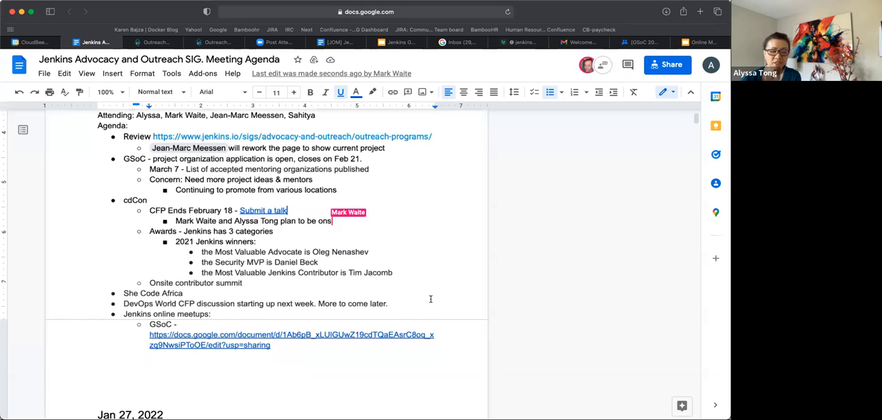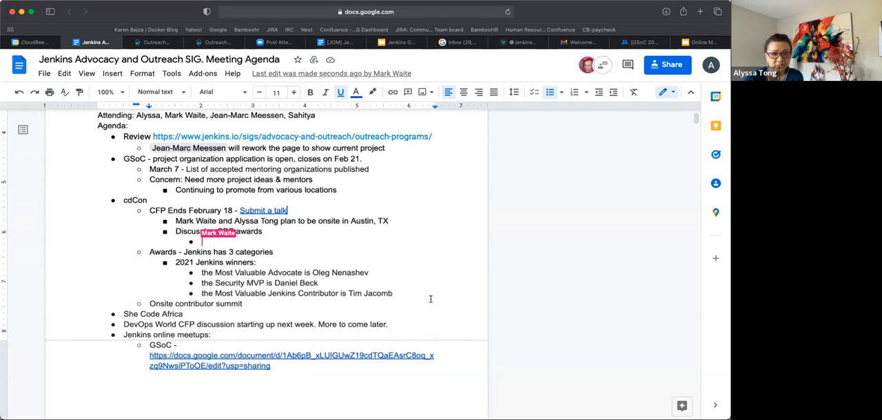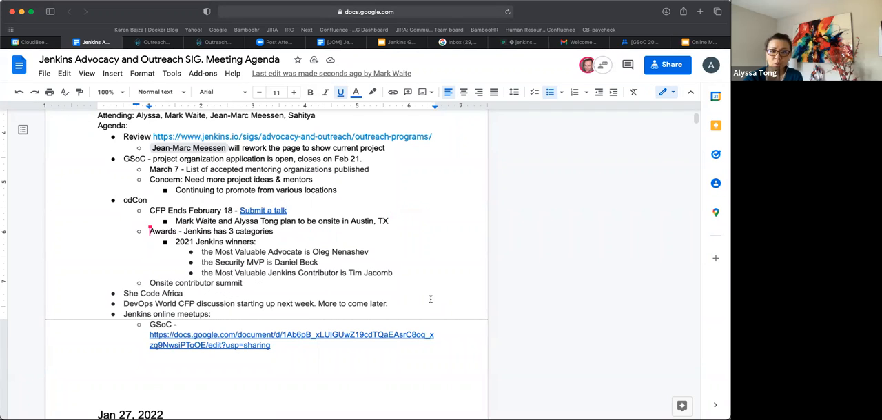The CDF talked about having the CDF awards again this year. So last year they had the Jenkins Awards, which had three categories: most valuable advocate, security MVP, and most valuable Jenkins contributor. And I've listed there who won last year. So this is just a heads up to seed the thought: who do we want to nominate for 2022?